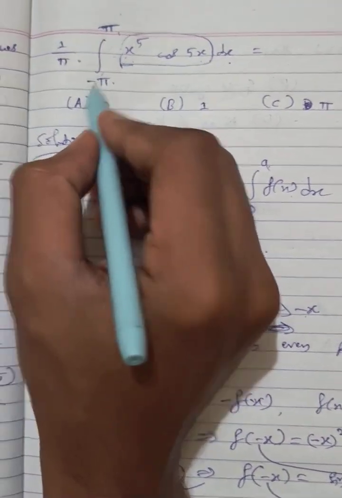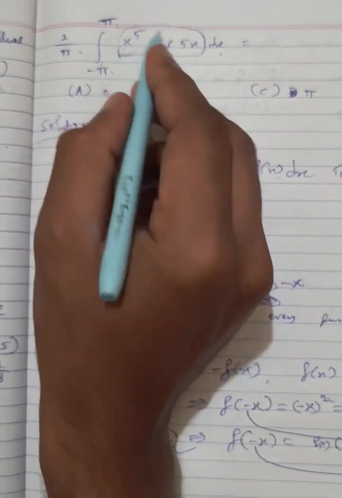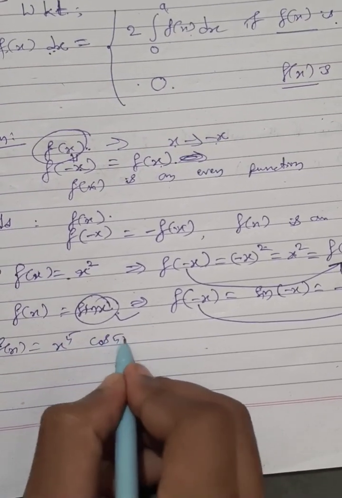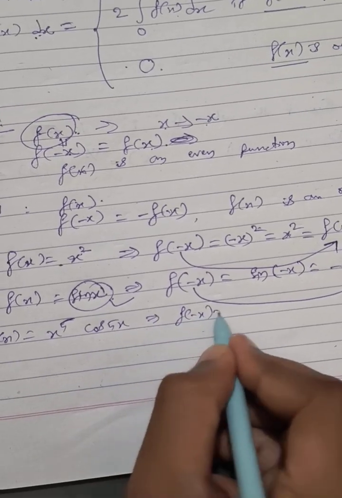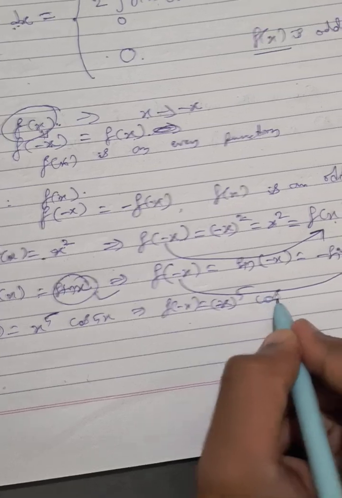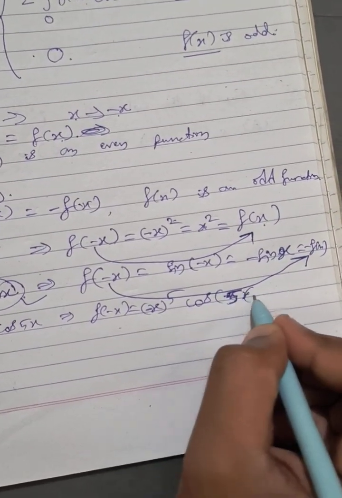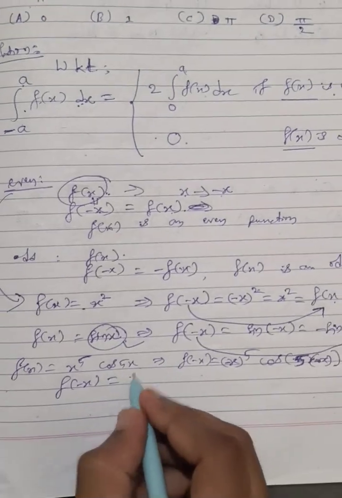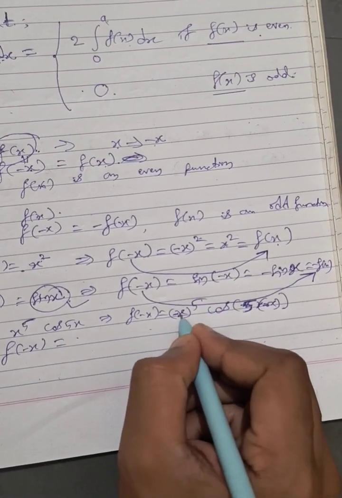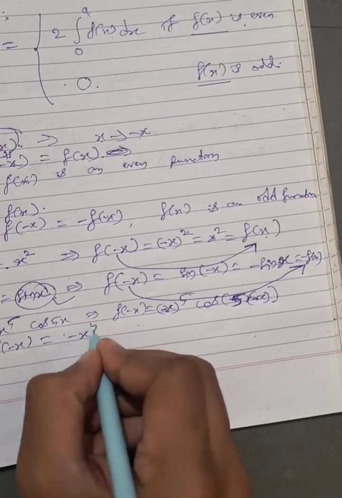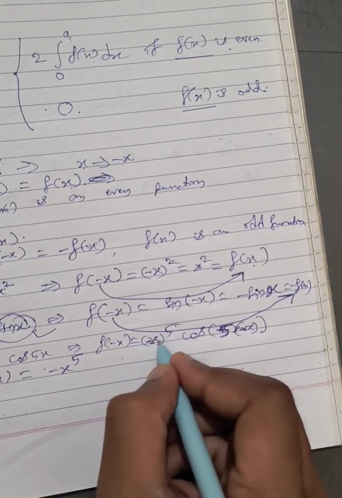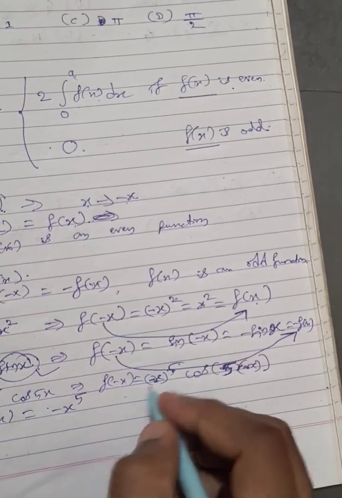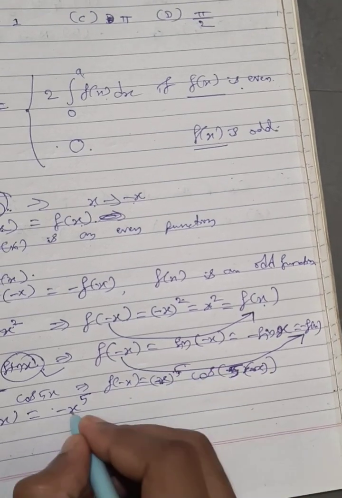So here also we apply this property. We have the integral from minus pi to pi of x raised to 5 cos 5x, so check for even and odd here. We have f of x equals x raised to 5 cos 5x. Replace x by minus x: f of minus x equals minus x raised to 5 cos of 5 times minus x. Minus x raised to an odd power stays minus x raised to 5, whereas for even powers like 2 or 4 it becomes x square, x raised to 4, and so on. Here it is an odd power, so minus x raised to 5.